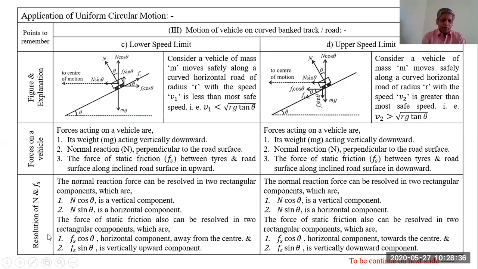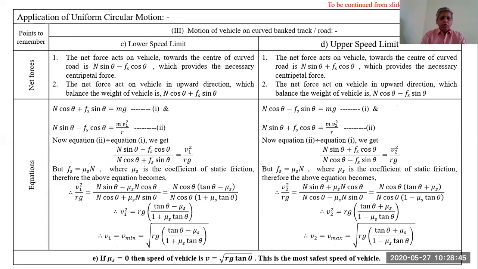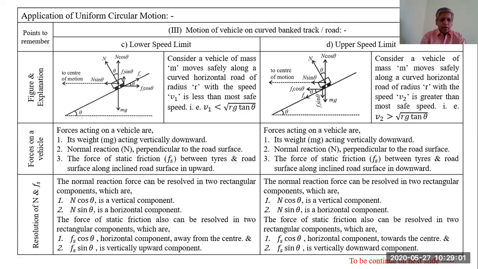This is the resolution of N and Fs. Now, the net force acting on the vehicle toward the center of the curved road is N sin theta minus Fs cos theta. In the diagram here, toward the center, this is N sin theta and this is Fs cos theta. Therefore, this is the net force toward the center for safely driving the vehicle along the curved banked road.